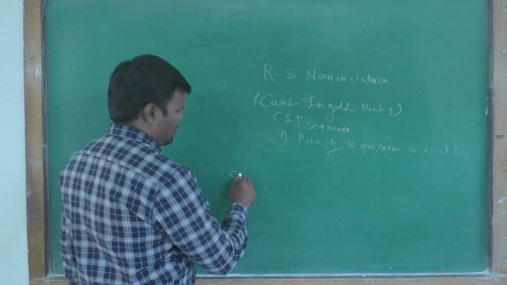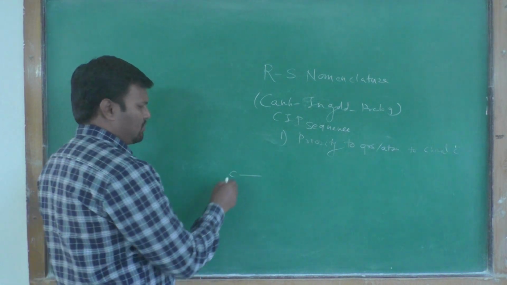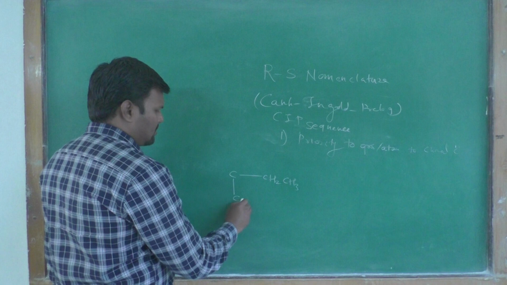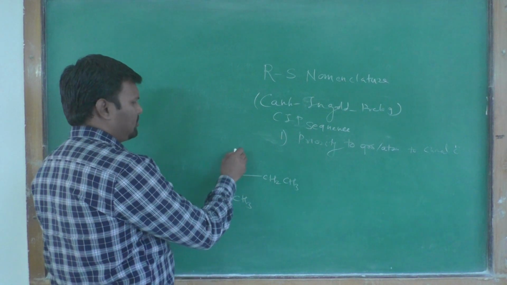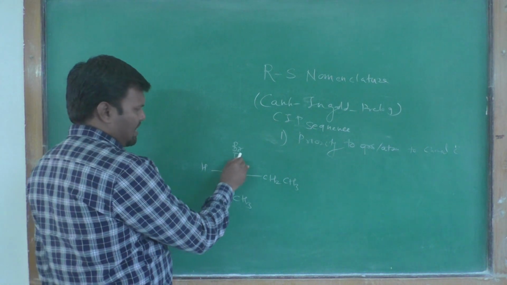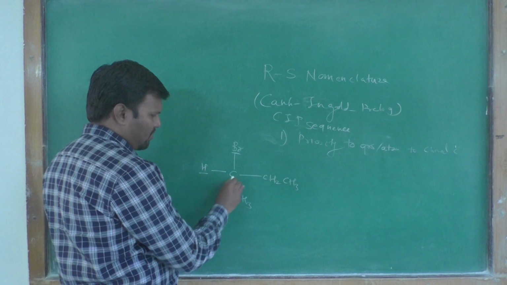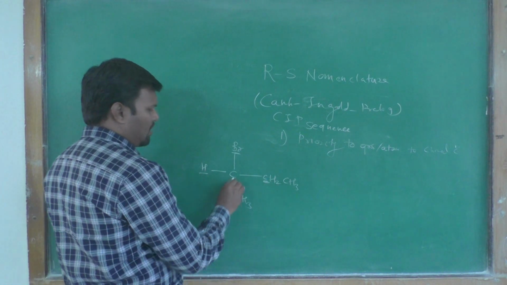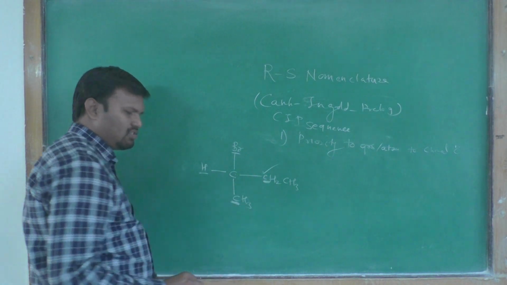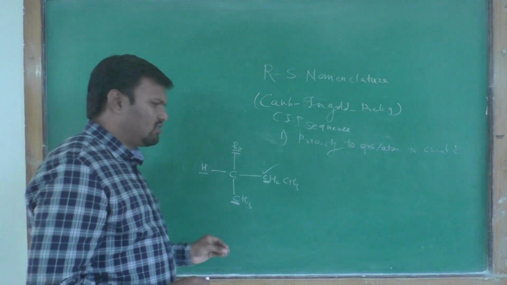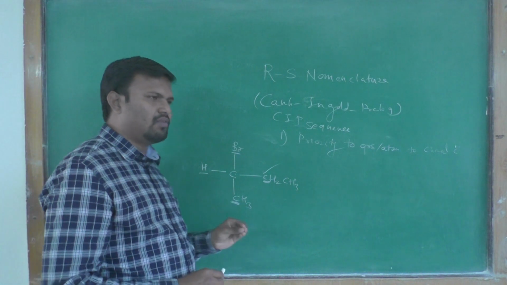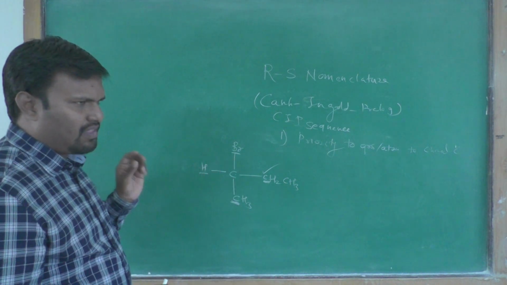If your central chiral atom has the same attachment, in this case Br is different, hydrogen is different, but the attachment to the central chiral atom is the same. In this case carbon is attached, and in this case this carbon is attached. If such a situation arises, then you consider the next atom attached to these atoms.